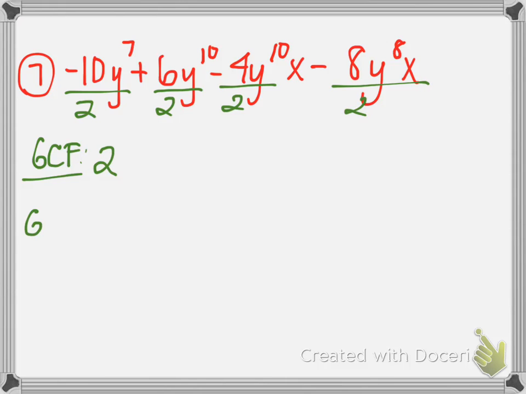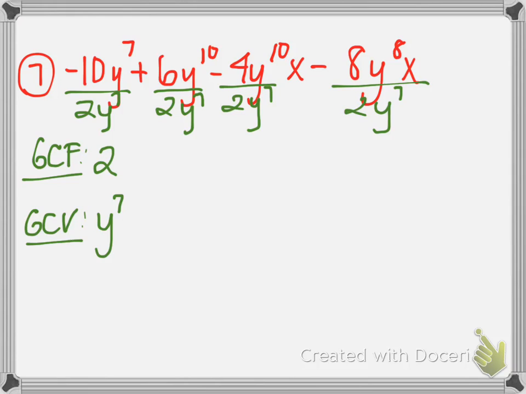And now for greatest common variables. Starting with the y: y to the 7th, y to the 10th, y to the 10th, y to the 8th. So I can take out up to a y to the 7th. That's the greatest exponent that all the y's have in common. As for my x variables, only my last two terms have x variables. My first two terms don't, so x is out of luck. It's staying right where it is.